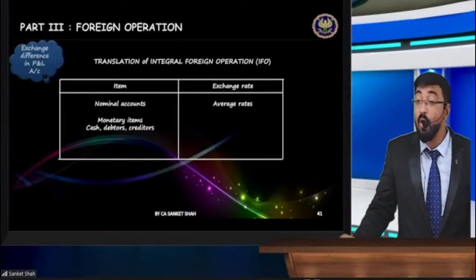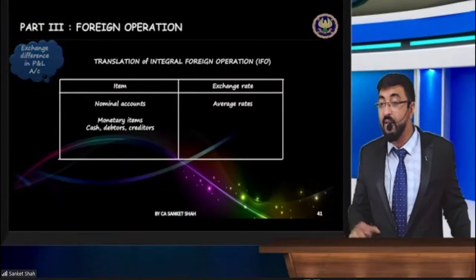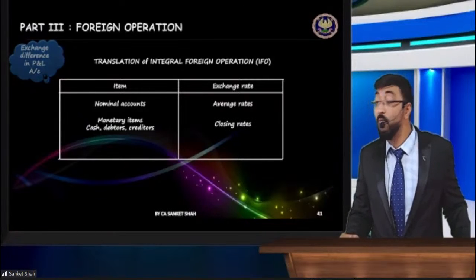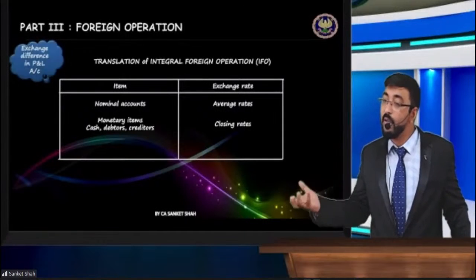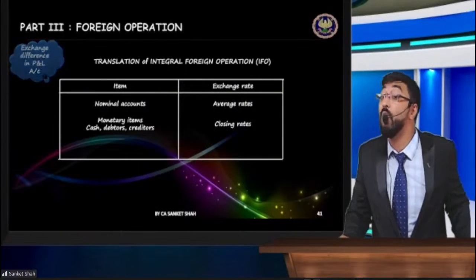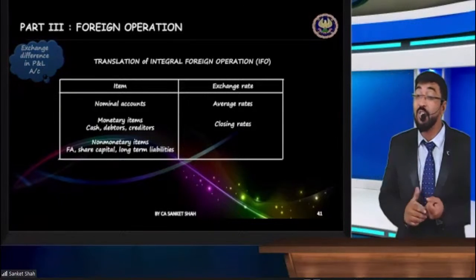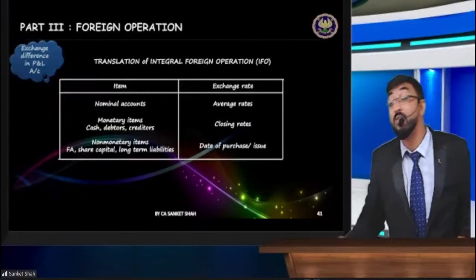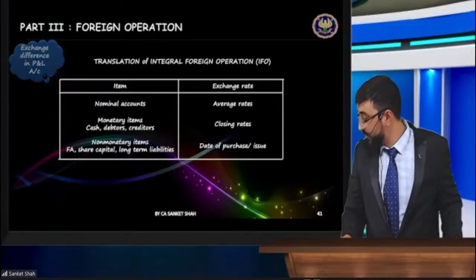Monetary items, monetary item means cash, debtors, creditors. You will consider closing rate. Why? Because I already explained you this for integral foreign operation. Monetary items in previous questions also, in part number 1 also, we consider at closing rate. And non-monetary items like fixed assets, shares, except stock, we will consider as on the date of purchase or date of issue. So when we bought the asset, that rate we will consider.